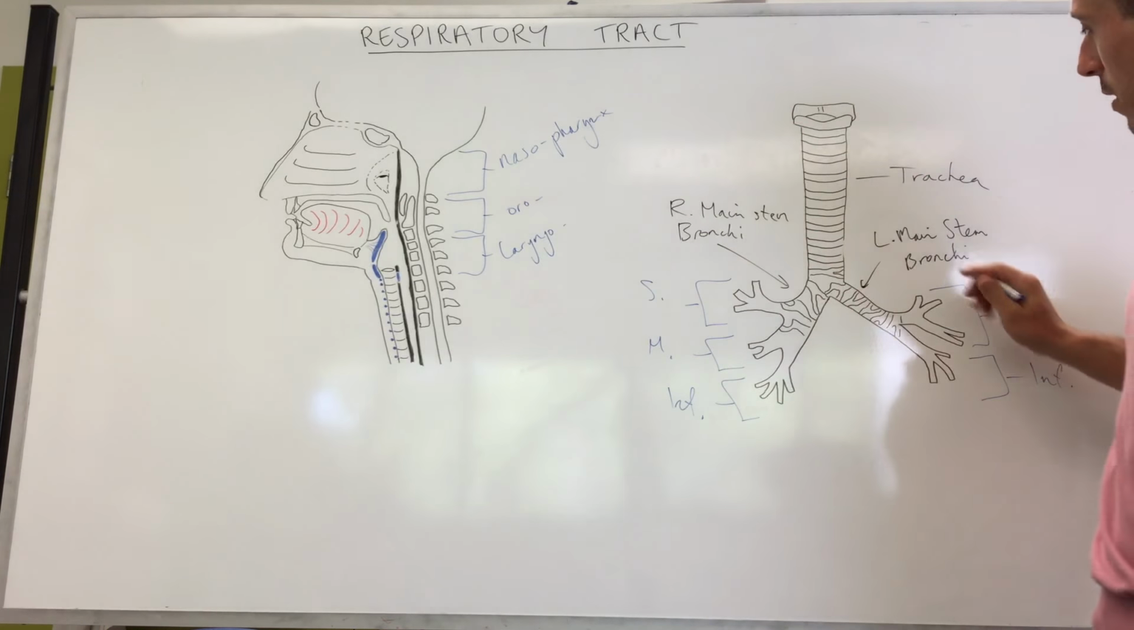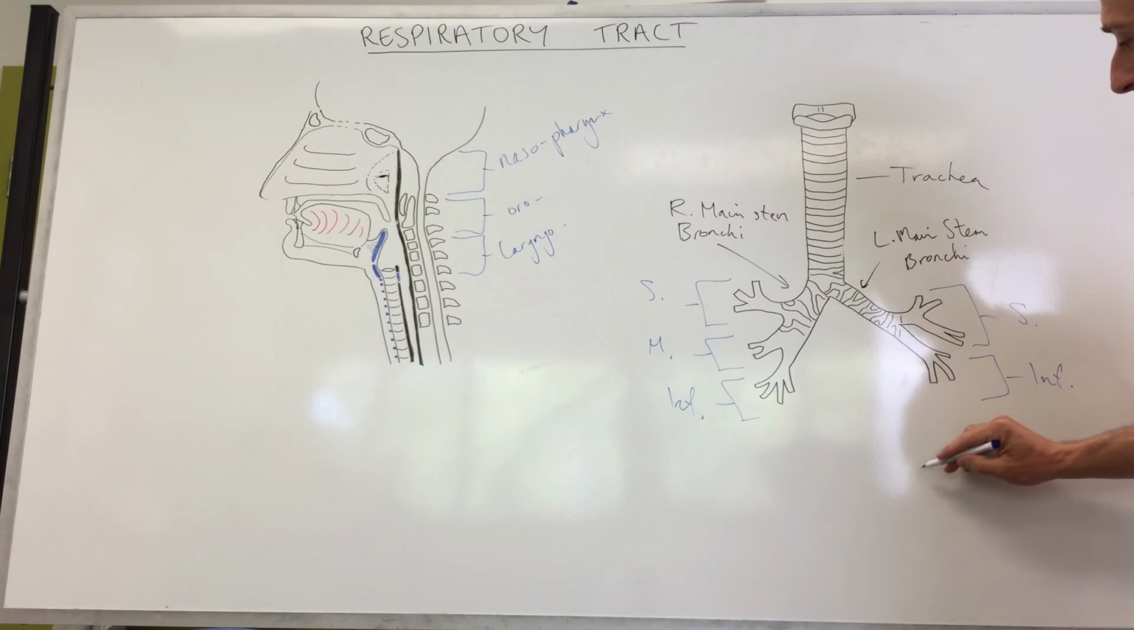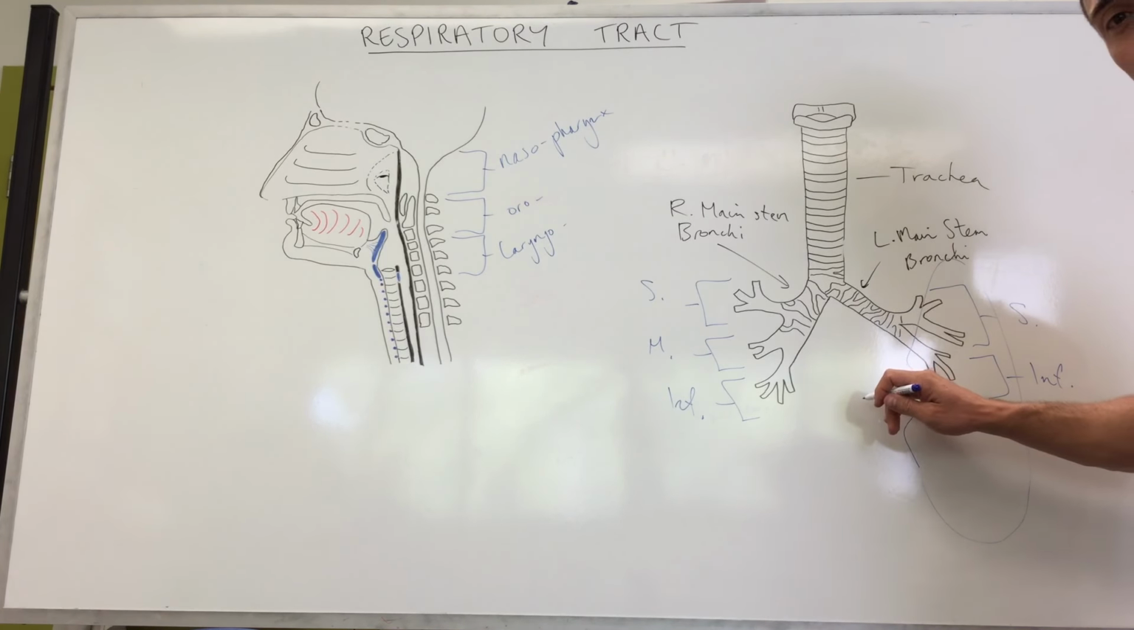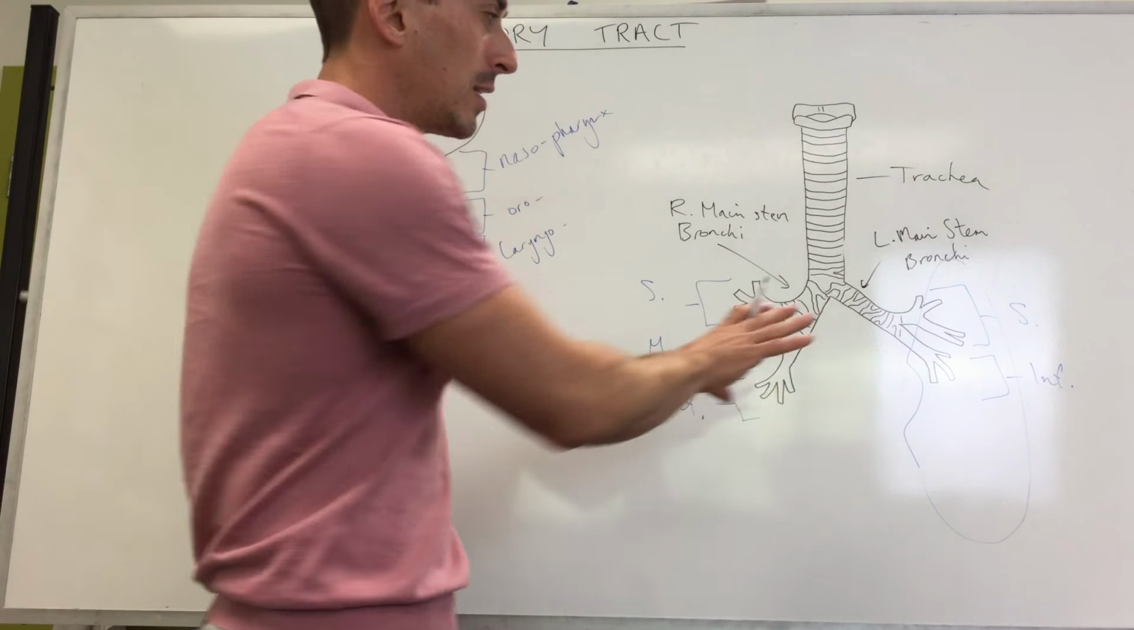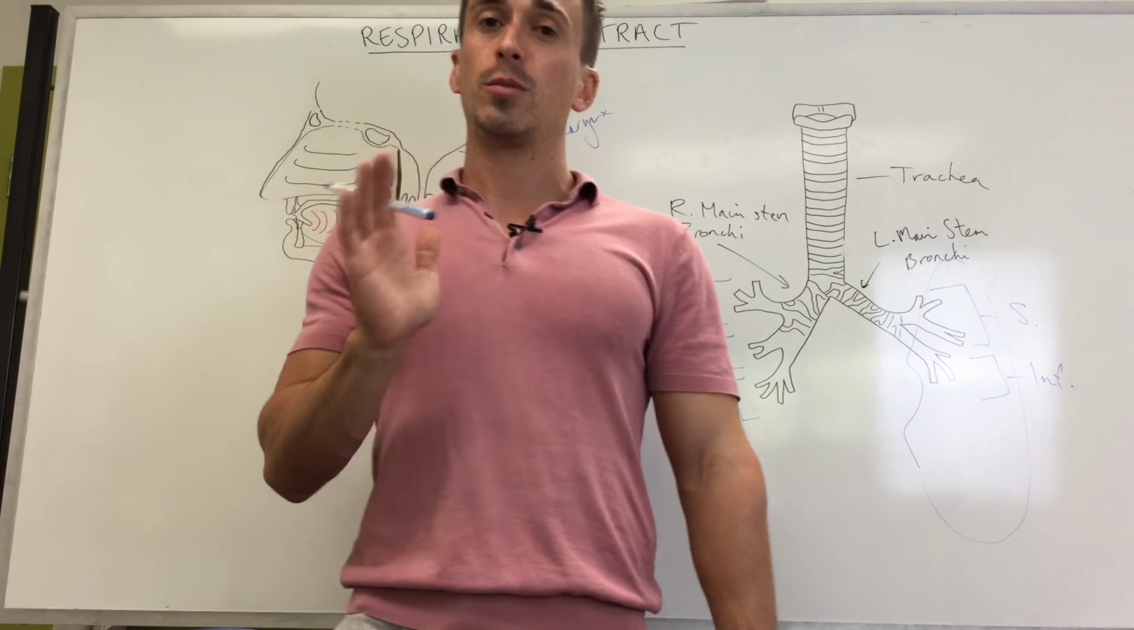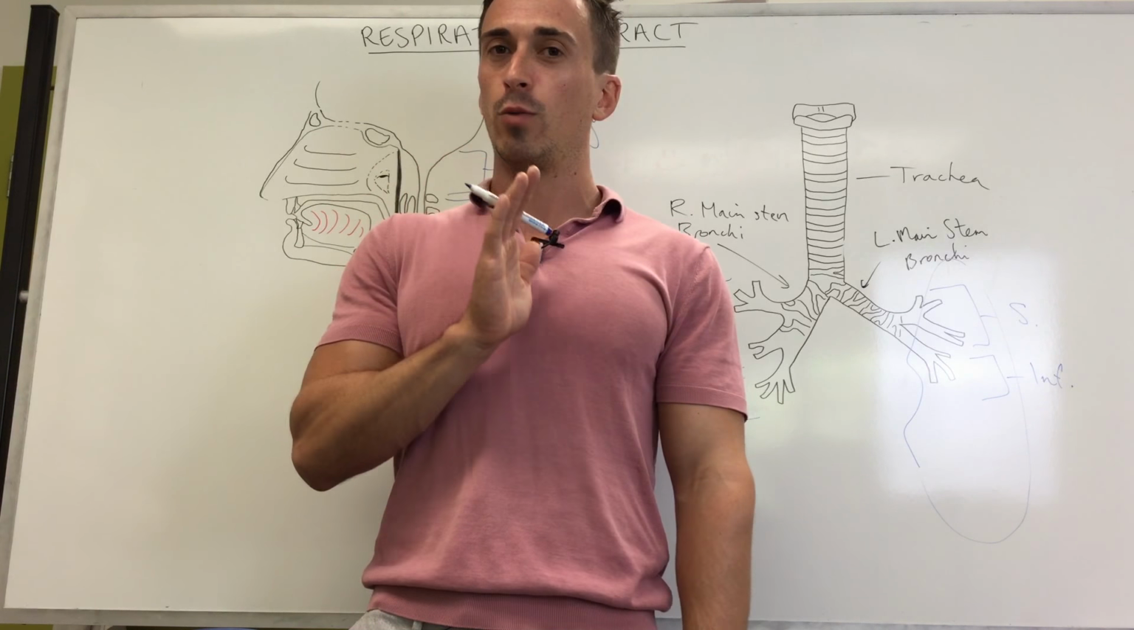Why is this the case? Is because you're going to find that the left lung actually has an area cut out of it. Okay, now this is called the cardiac notch. Cardiac notch tells you about the heart. This is to make room for the heart because we know the heart sits predominantly to the left hand side within our chest.